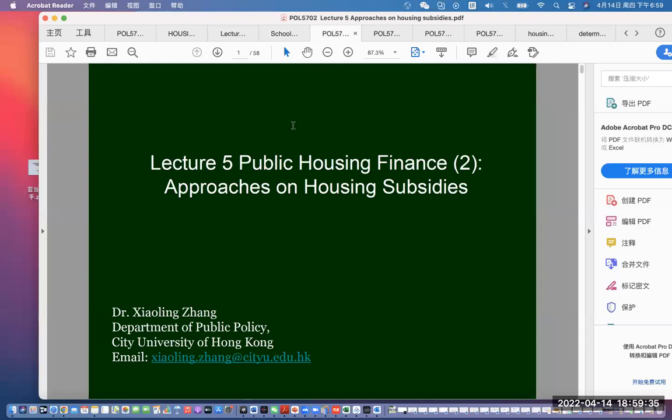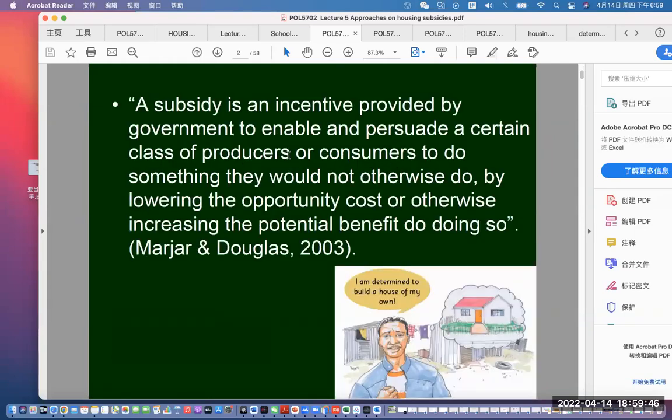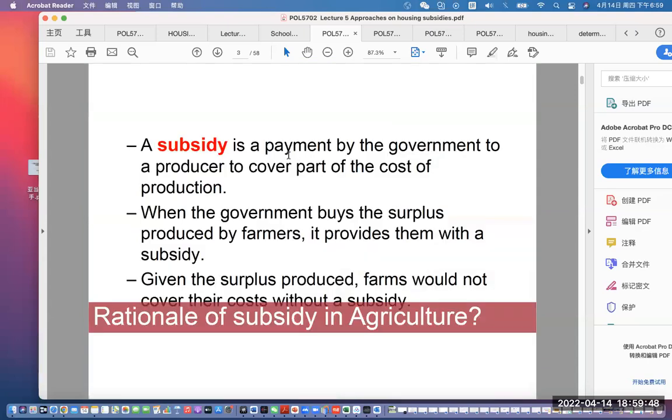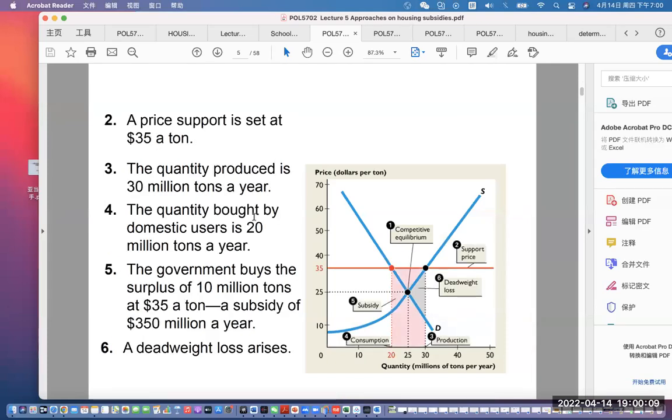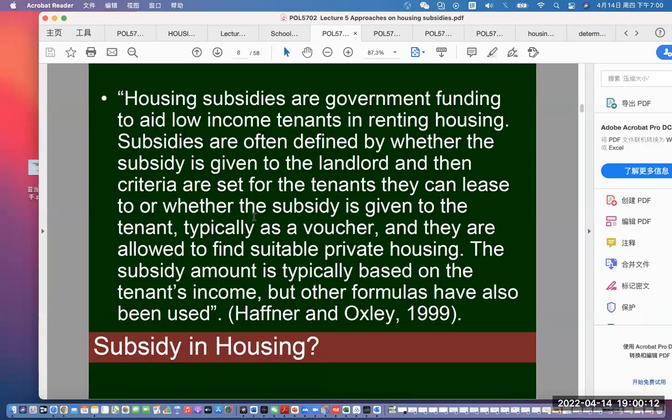And lecture 5 is private housing finance, like approaches on housing subsidies. So this is, again, also quite an important course for you to pick up. And then we start from the subsidy definition: the payment that is made by the government to the producer to cover part of the cost of the production. And also this one shows how the price support works in the market for sugar beets, for example. And this one used the agriculture photo to show it.